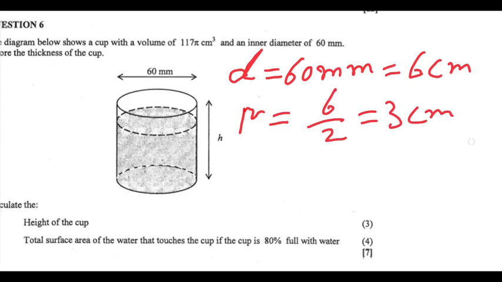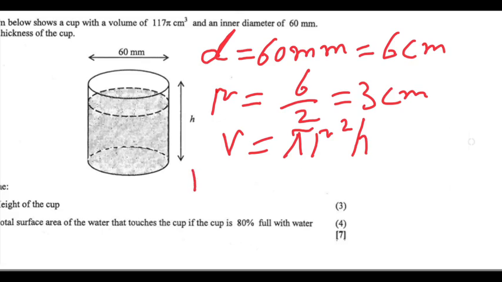Now use the volume formula to find the height. The volume of the cylinder, the formula is V is equal to pi r square h. Now we can find the height. So substitute all of these values. The volume is given.